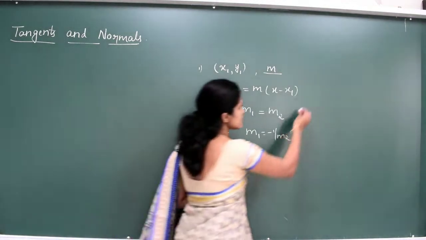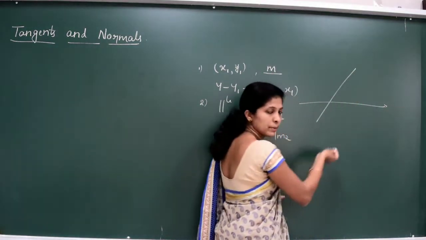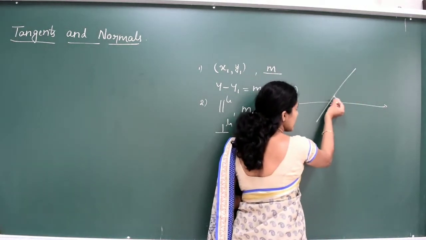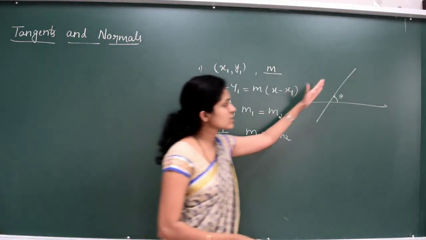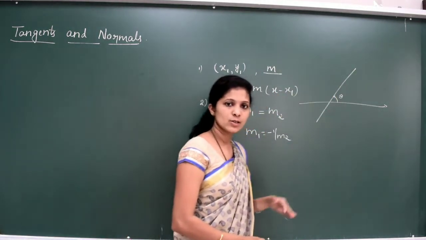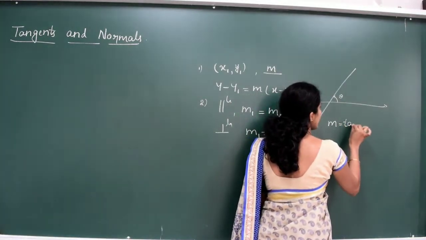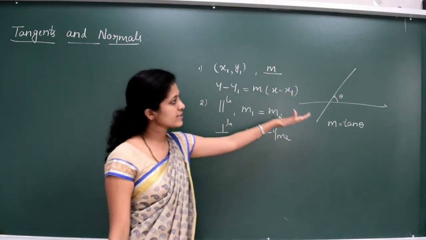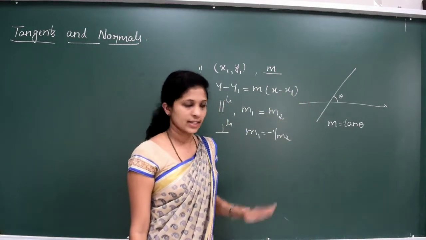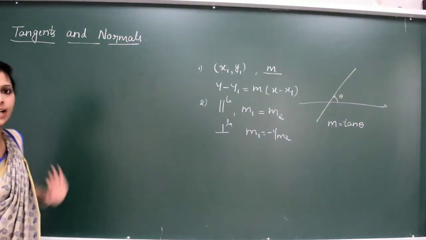Another thing is, suppose this is our axis and this line makes an angle theta with the positive direction of the x-axis. Then what will be the slope of this line? How to find the slope? Slope is given by m is equal to tangent of the angle, right? Tan theta. Is it clear? Slope of a line is m is equal to tan theta. Remember these things. Now we will move to tangents and normals.